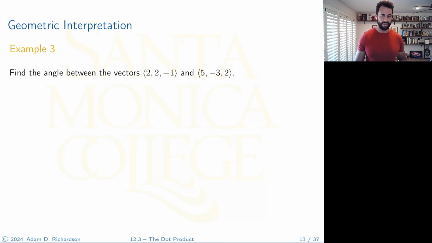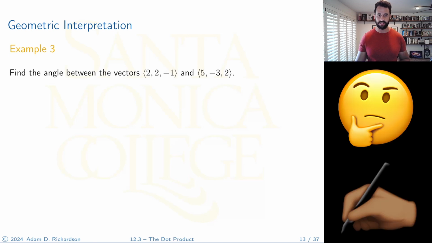All right, now here's another one that I want you to try as well. I want you to try to find the angle between these two vectors, 2, 2, negative 1, and 5, negative 3, 2. So try to find the angle between those two vectors. I think for this one, I'll jump straight to the thinker and the writer. Think about how you would do it and then try to execute it yourself.